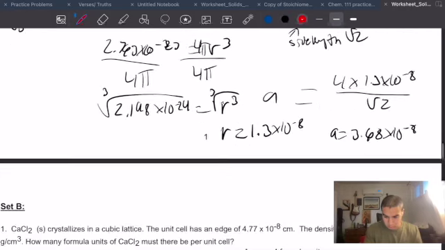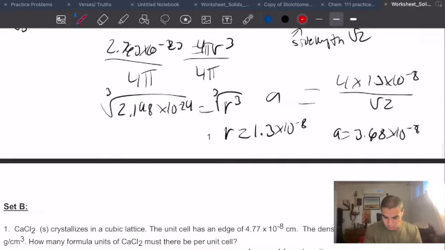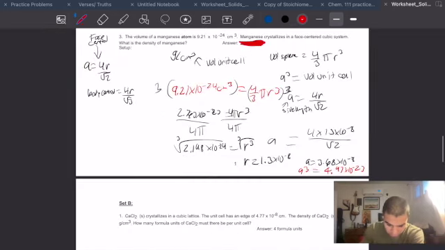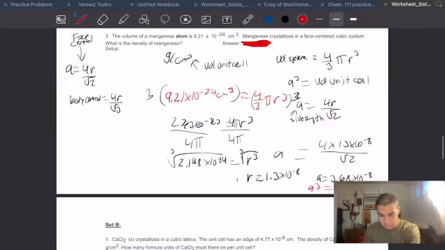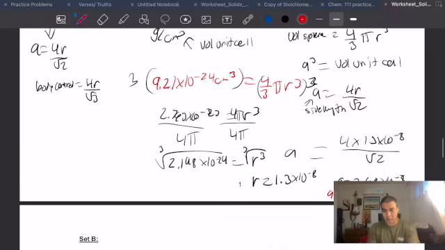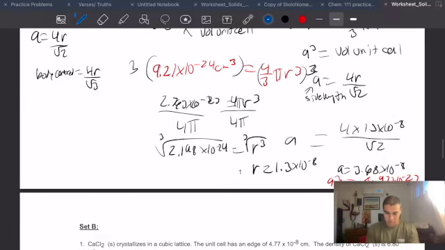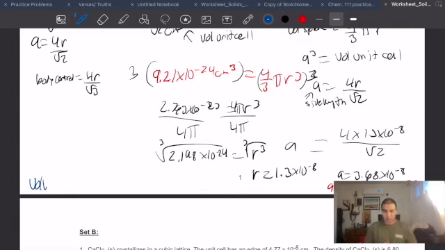Again, what we want is the volume of the unit cell. And so we're going to cube this number. 4.97 times 10 to the negative 3. I like to do it before I plug it into the equation. Actually, this is the only way to do it. So once we have this, we know that the volume of the unit cell is equal to 4.97 times 10 to the negative 23.